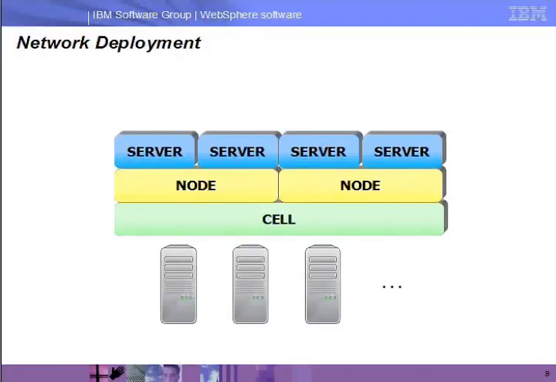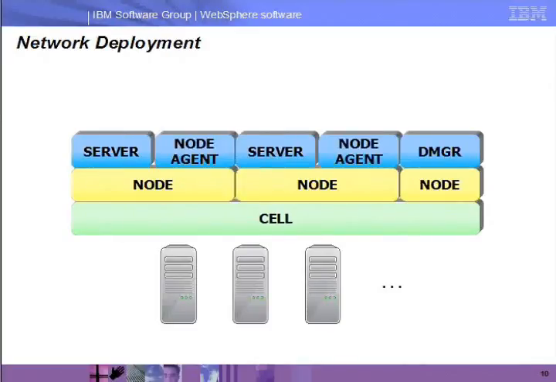The network deployment topology is WebSphere Application Server's high availability, clustering, and large-scale management solution. In the first video, I used this diagram to illustrate the ND topology, but it's not entirely accurate. In actuality, the ND topology contains two additional server assets. The first asset we'll cover is the Deployment Manager, or D Manager. It is the administrative entry point for all servers in the cell.